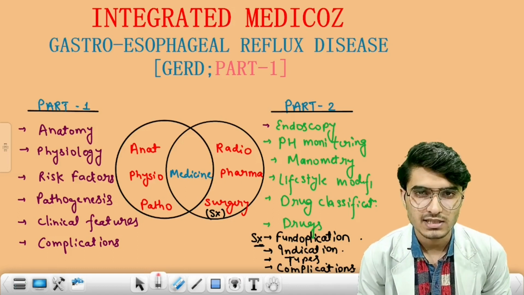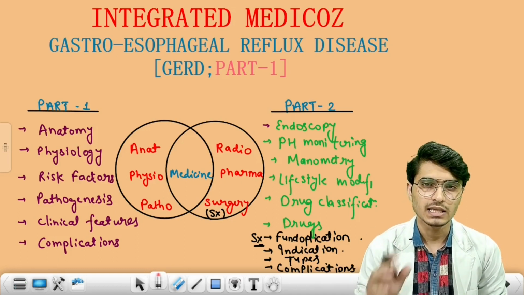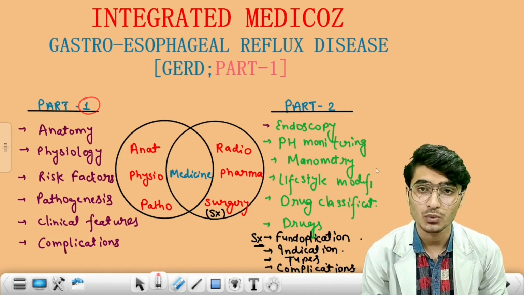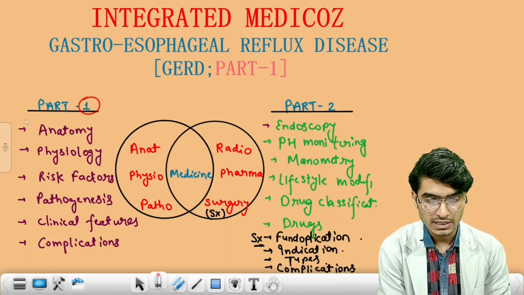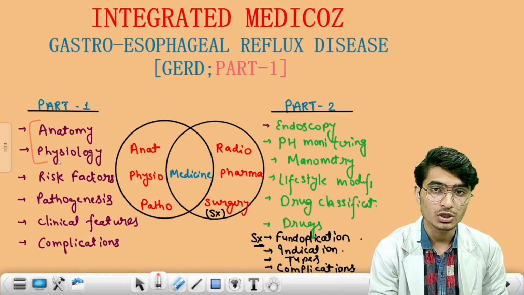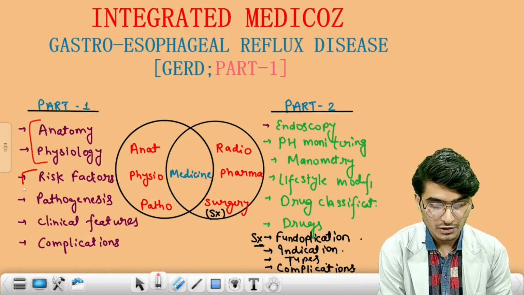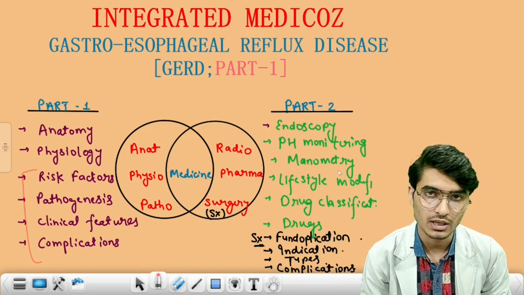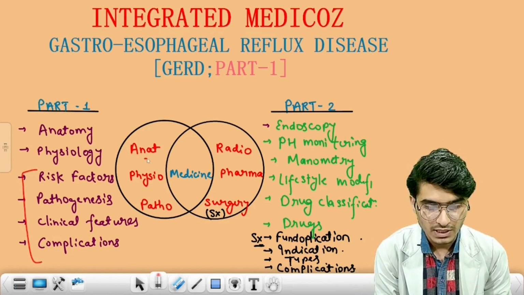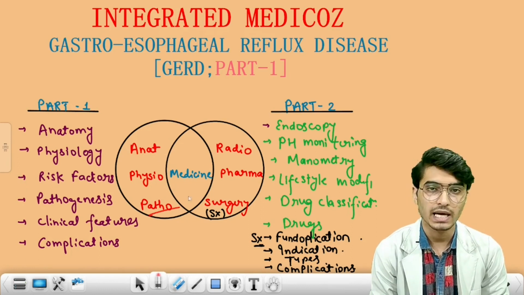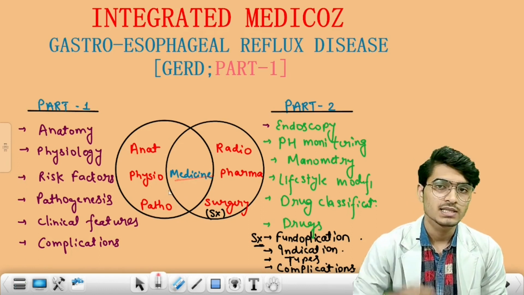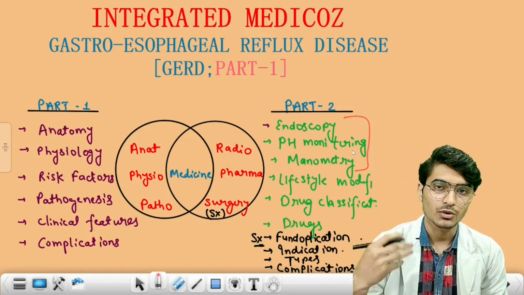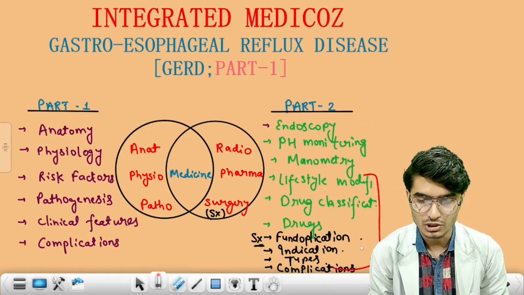So guys, let us discuss the brand new topic, that is Gastro-Esophageal Reflux Disease, and today we will go for part 1 of GERD, covering the anatomy and physiology of the esophagus, the risk factors, etiopathogenesis, clinical features and the complications of GERD, which are derived from anatomy, physiology, pathology and medicine, right? Subsequently, in part 2, we will go for the diagnosis and the corresponding management of GERD.